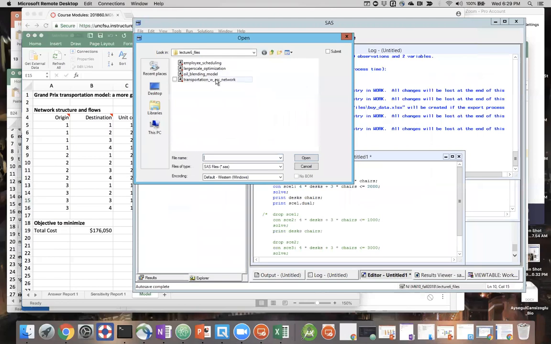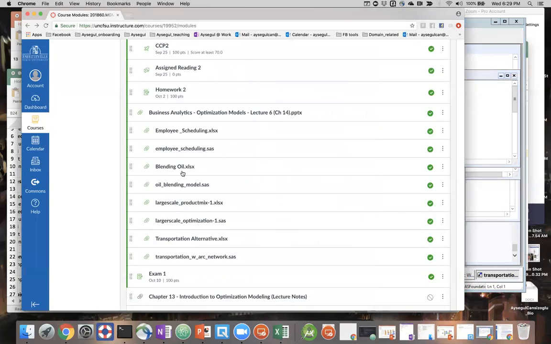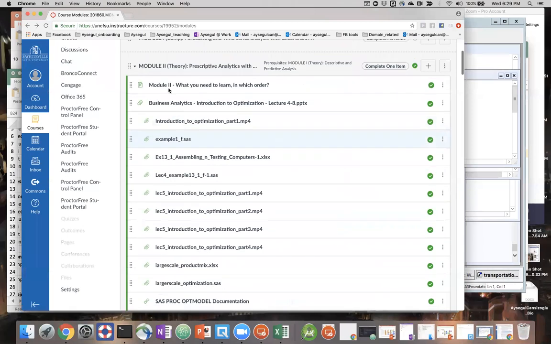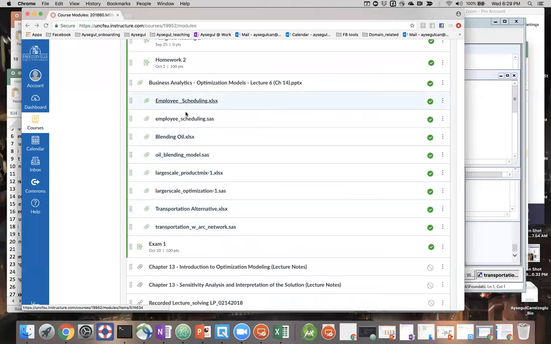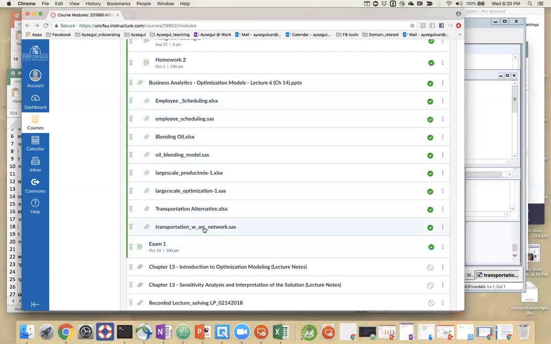Okay, so the problem that we are going to solve is this transportation with ARC network. And again, if you want to have a look at it yourself, we are still under module 2, right? And under module 2, you have all the files that I'm sharing. This is the PowerPoint, the deck that we are looking at right now. And these are all the files. The file that I'm going to walk you through is transportation with ARC network. So we looked at the same problem with this Excel file. Now we're going to look at the SAS.